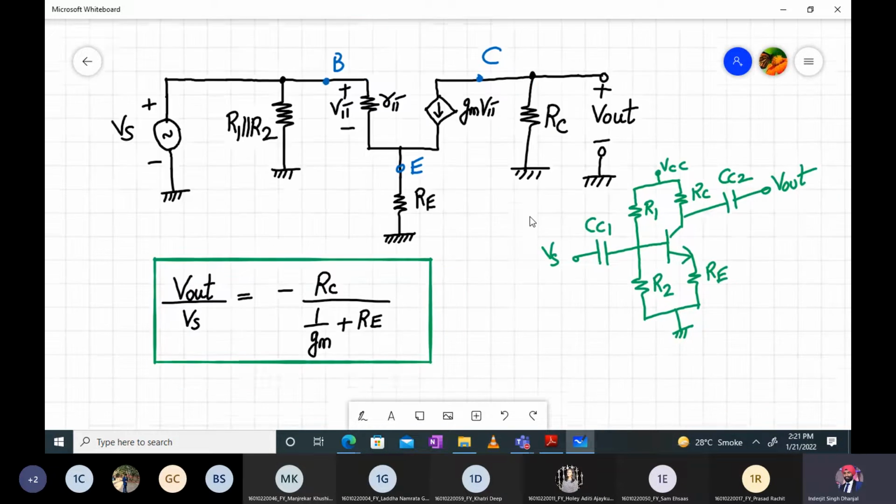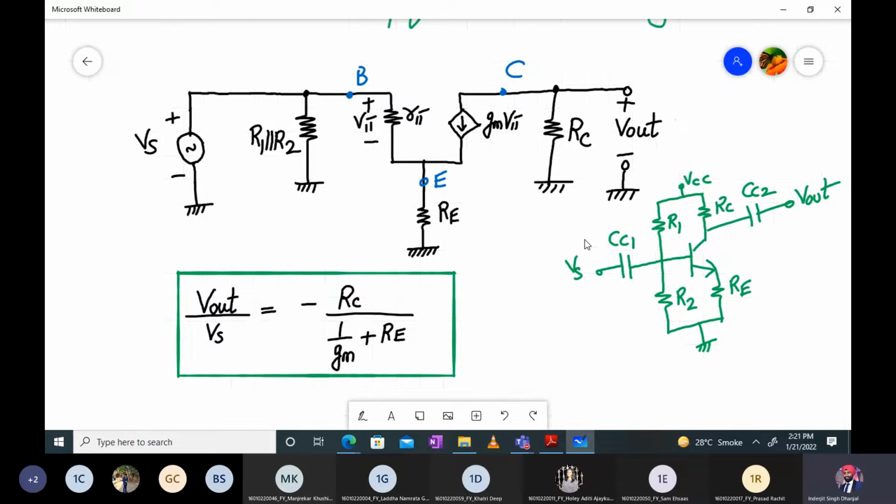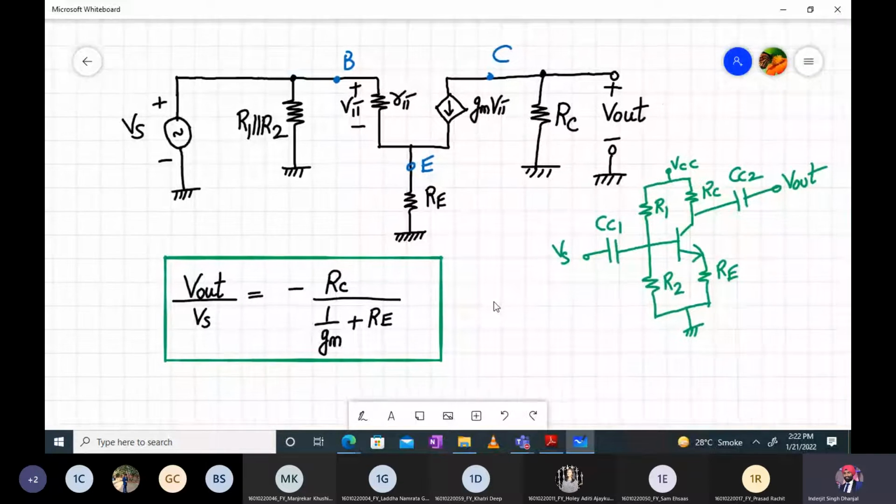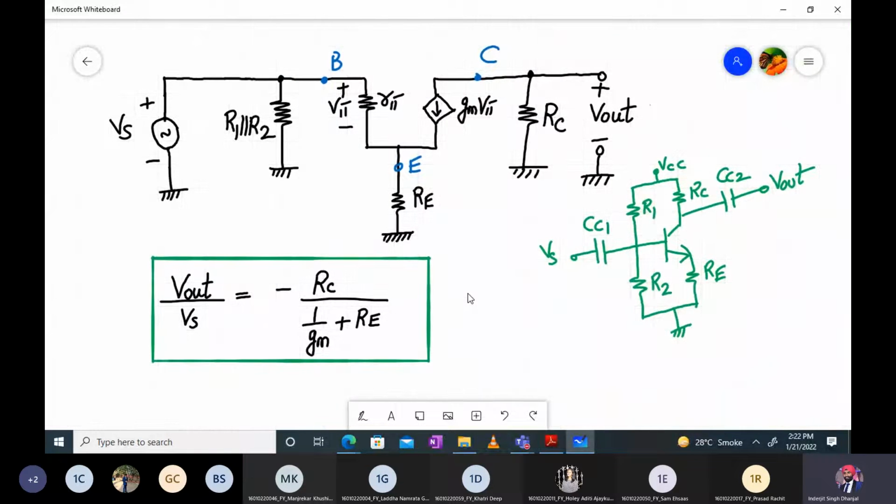This small signal mid-frequency equivalent circuit which we have drawn corresponds to this amplifier, and its gain is written as minus RC divided by 1 upon gm plus RE, right? This is the expression for a common emitter amplifier with emitter degeneration. I'm not going to derive this. I think this was done in the common emitter amplifier itself for emitter degeneration. So that's the formula.